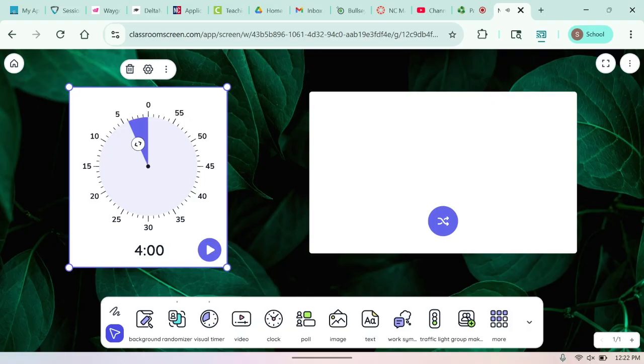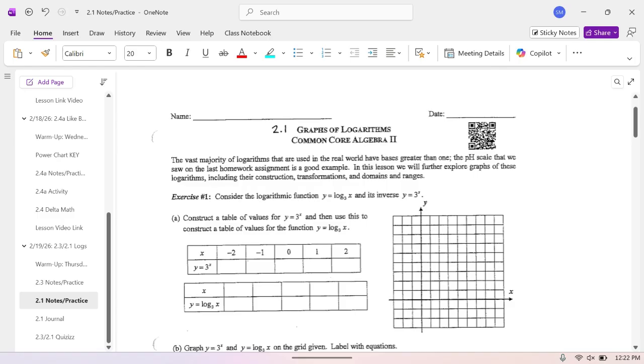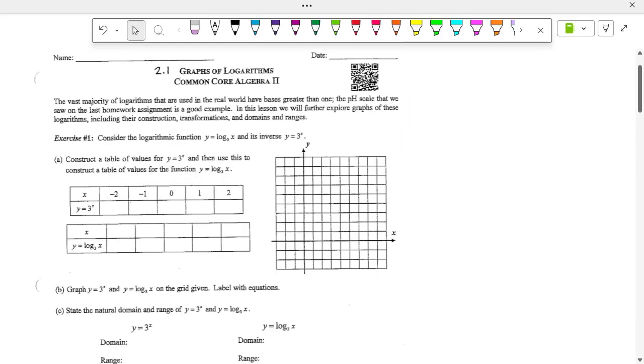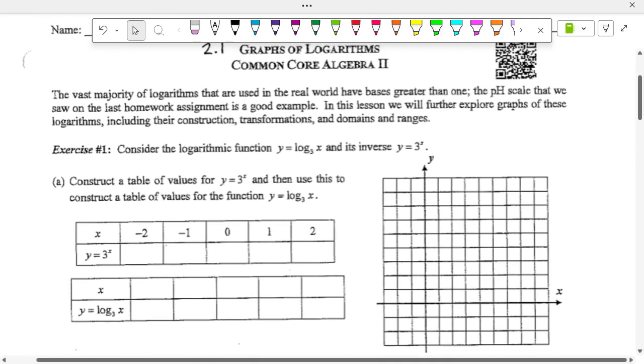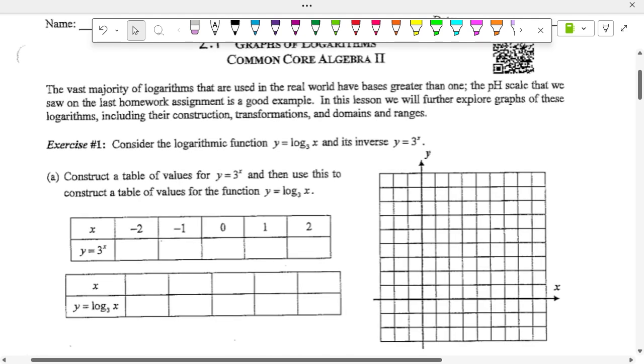All right, let's come back together. Page 21 of your packet. Now that we talked about what logs are, we're going to look more specifically at some key features of their graphs. Before we talk about log graphs, we talked about exponential graphs on the very first day of this unit.